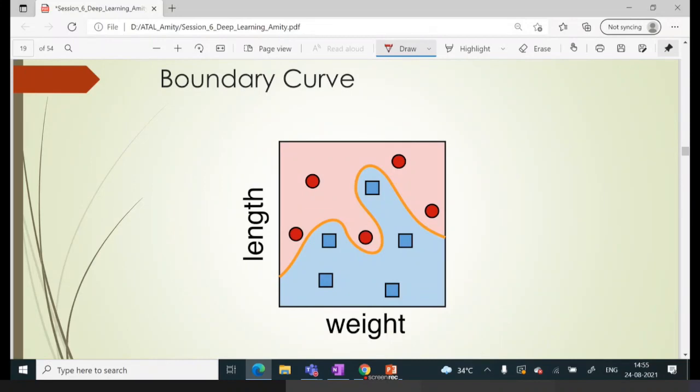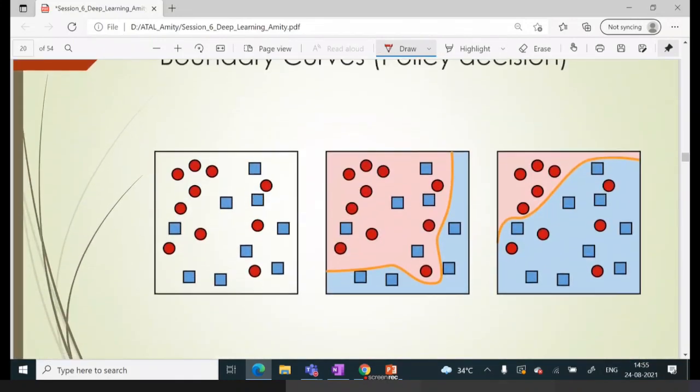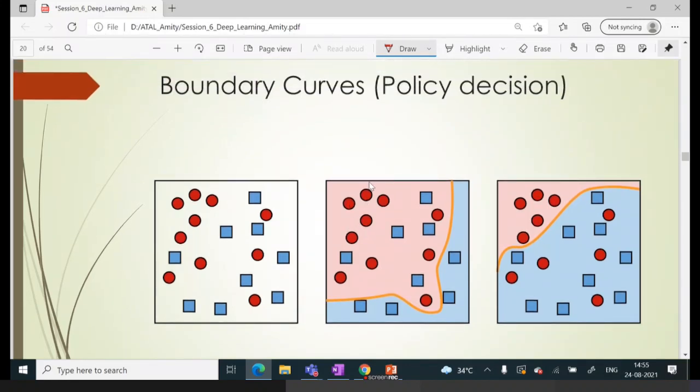Situations may arise like this. For example, for this kind of distribution, which curve is better? For example, we want to classify again these two objects. So where should we put our curve so that we can say that our classification is correct? So again, it's a policy decision.